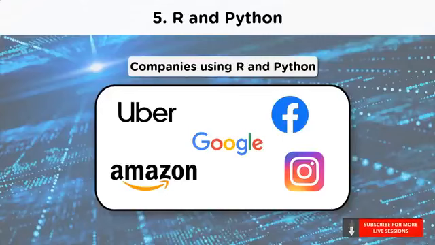Moving on to the companies using R, we have Uber, Google, Facebook, to name a few. Python is used by many companies. Again, to name a few, we have Amazon, Google, and the American photo and video sharing social networking service, Instagram. That was all about R and Python.